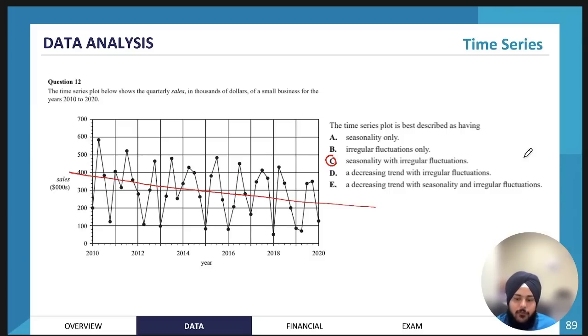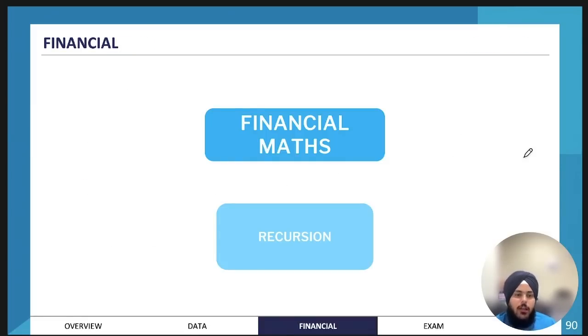Okay, so that was essentially it for the data section. Now we'll move on to the financial section. The financial section has two components. We'll be looking at recursion and also financial modeling.